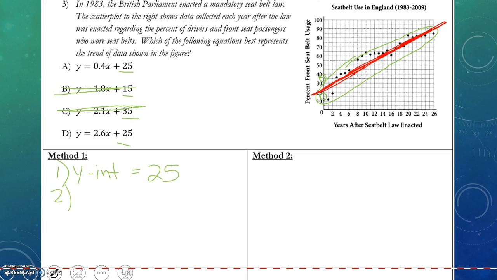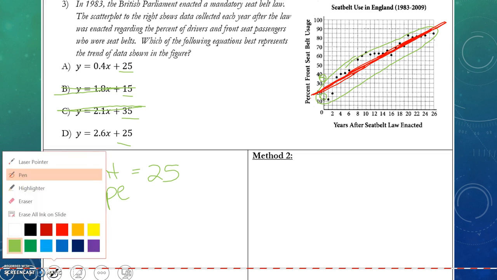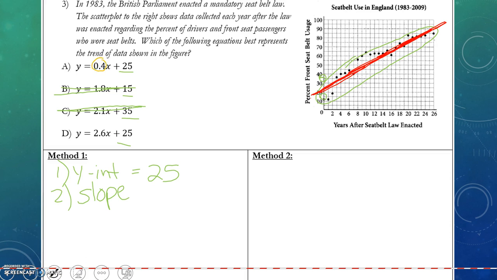My second step would be to find the slope. So I don't have to find the exact slope. I can just compare the slopes that they gave me. So the slope of the first one is 0.4, and so if I would convert that to a fraction, that would be 2 over 5. So my rise would be 2, my run would be 5. The slope of D is 2.6, and if I converted that to a fraction, I would get 13 over 5. And so the rise is 13, the run is 5.